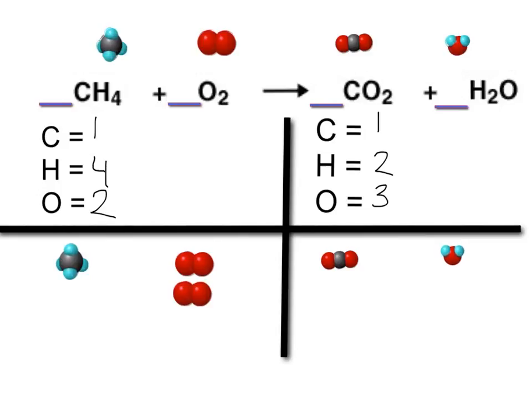So now we're going to rewrite the equation. So we still have 1 carbon, we still have 4 hydrogen, but now we have 4 oxygen. And on the right, we still have 1 carbon, but we now have 4 hydrogen and 4 oxygen. And now we can just pull down another water molecule.